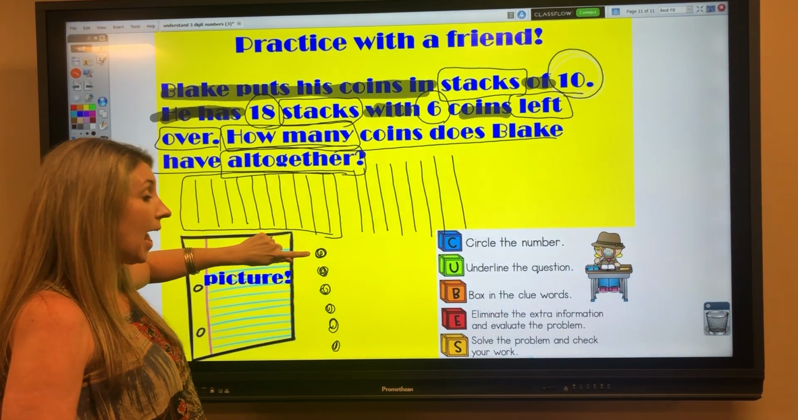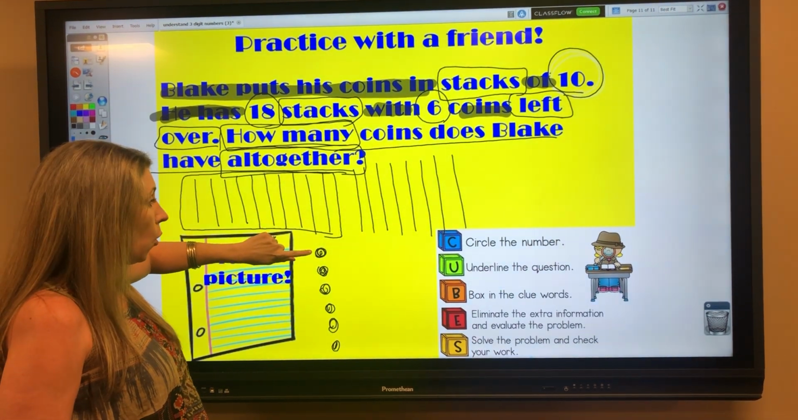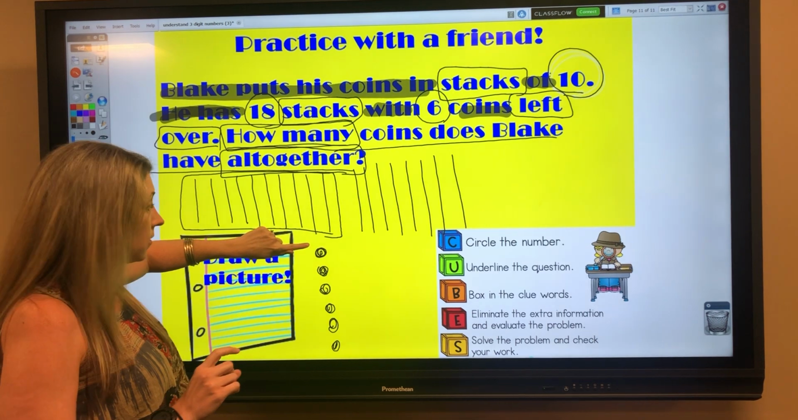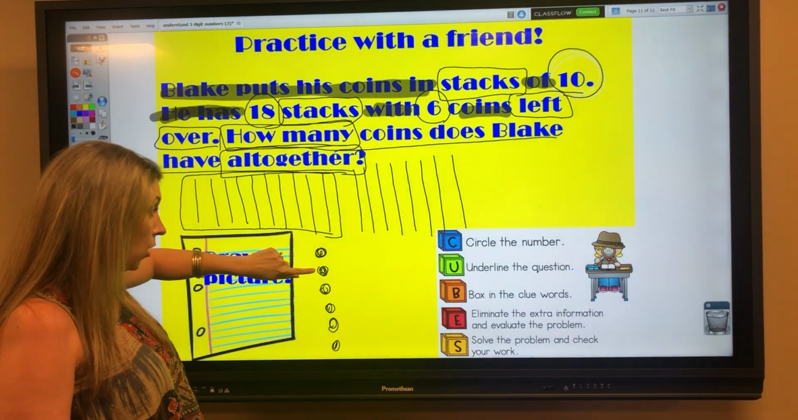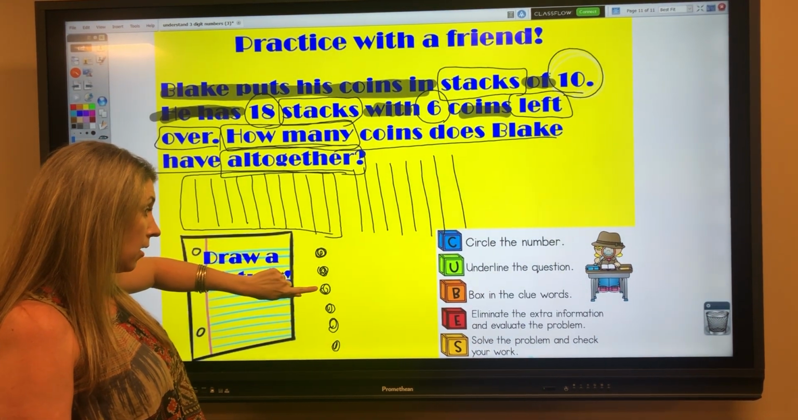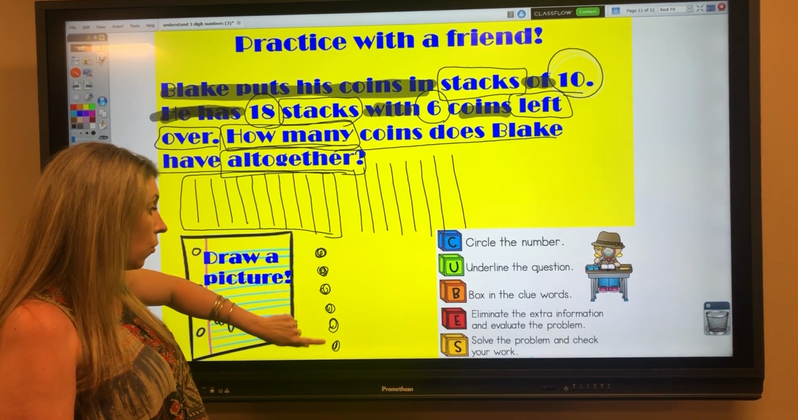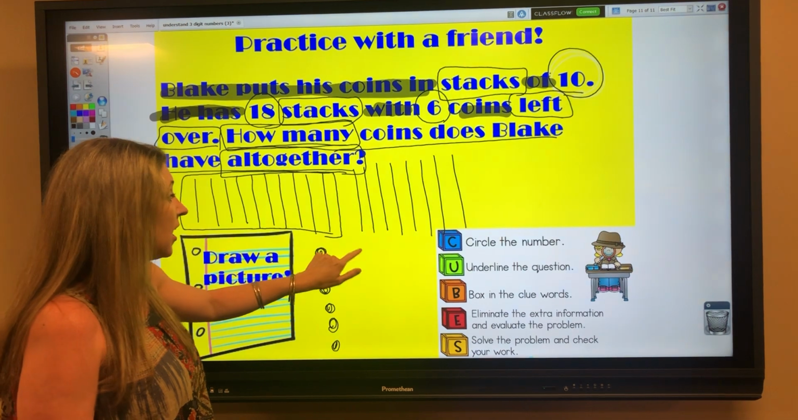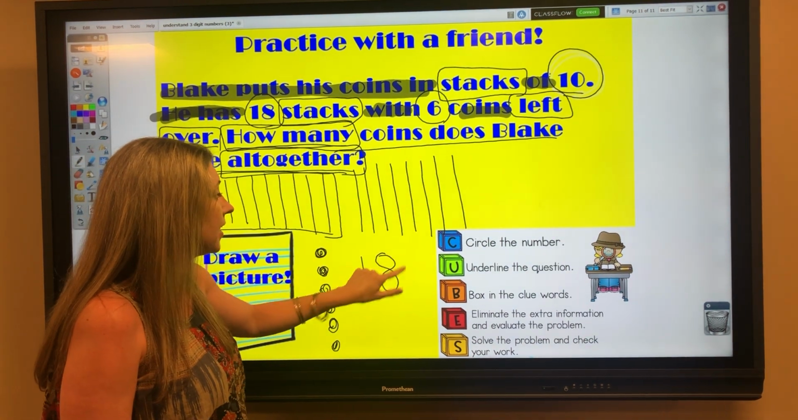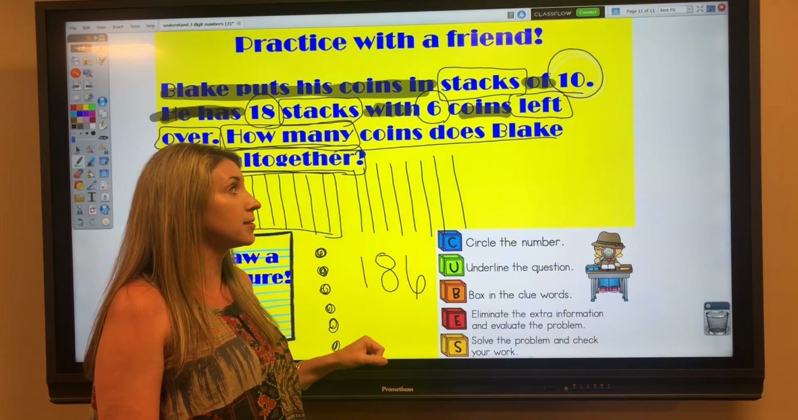Now we need to skip and add 1s to that. 181, 182, 183, 184, 185, 186. He has 186 coins.